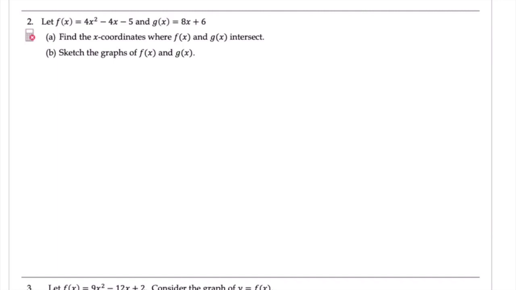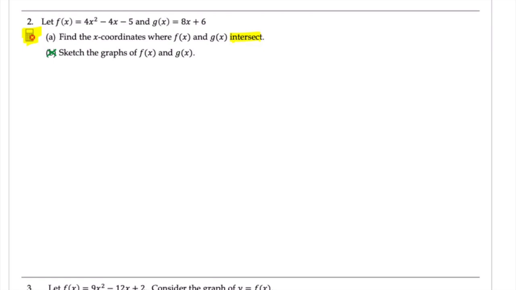Find the x coordinate where f of x and g of x intersect. B, sketch the graphs of f of x and g of x. Okay, so we're actually only going to do part A here. We're not going to sketch the graph because it is a non-calculator question, and where they intersect is not going to be a nice point. So let's just find the x coordinates where f of x and g of x intersect.